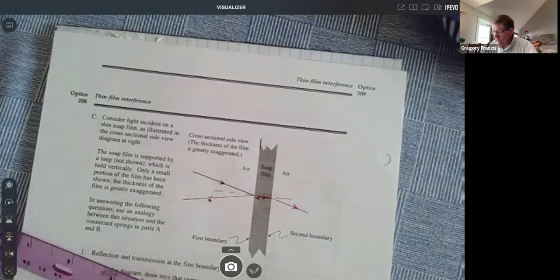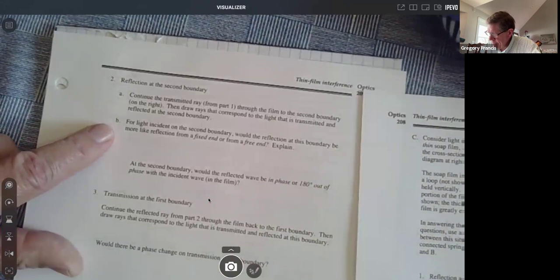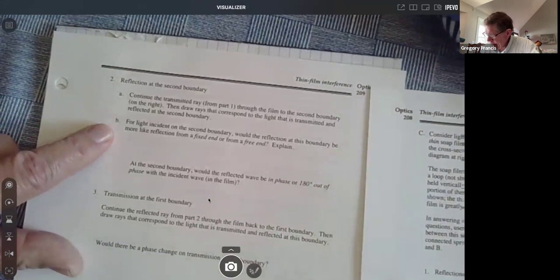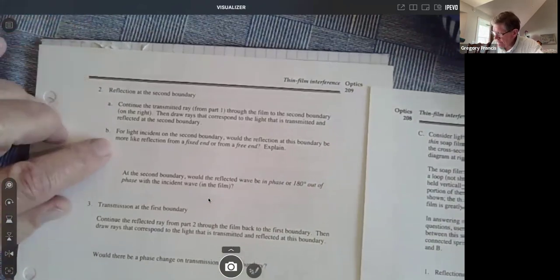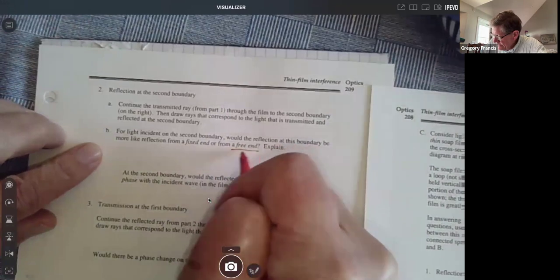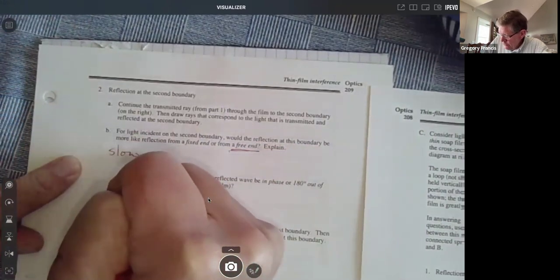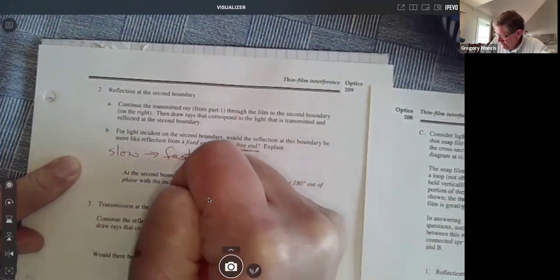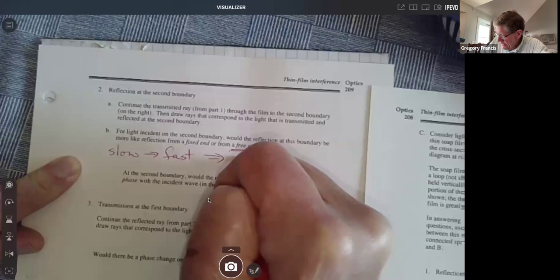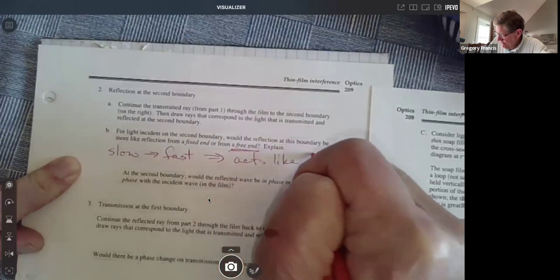Okay. Now, for light incident on the second boundary, would the reflection at this boundary be more like a reflection from a fixed end or a free end? Okay, in this case, we're going from slow to fast. It acts like a free end.